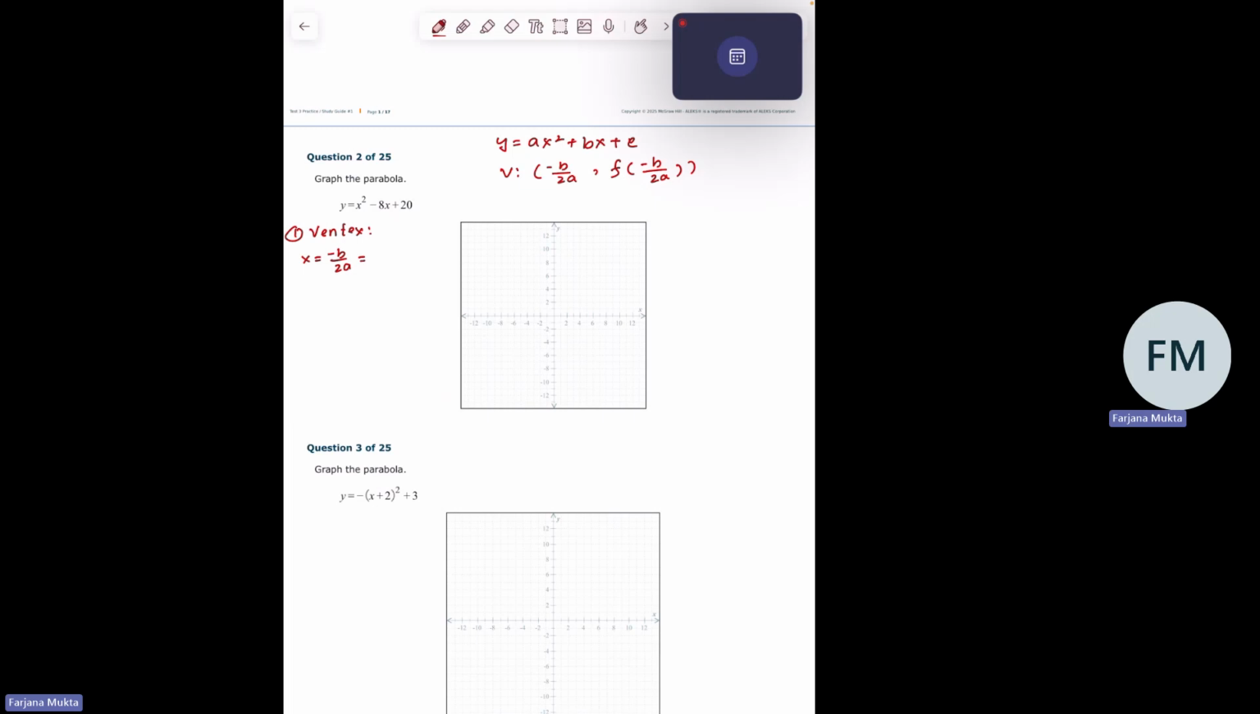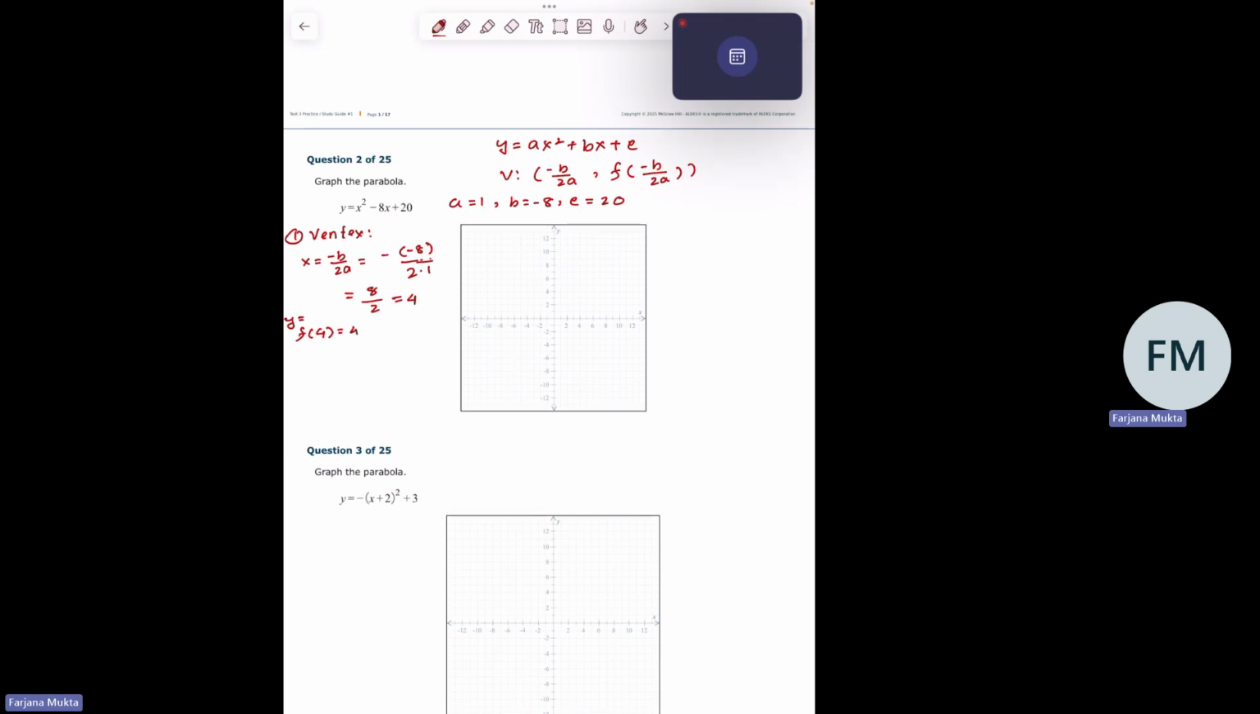From our equation, our a is 1, b is -8, and c is 20. So negative of -8, because my b is -8 and this negative is coming from the formula, and 2 times a is 2 times 1, so we get +8 divided by 2, which is 4. That's our x coordinate. For the y coordinate, we need to find the functional value for x equal 4. So f of 4 is our y coordinate: 4 squared subtract 8 times 4 plus 20.